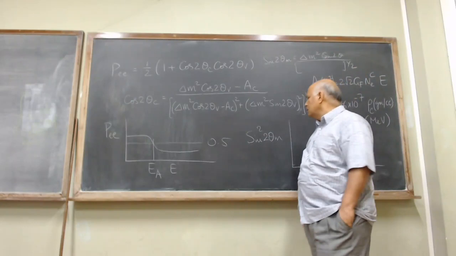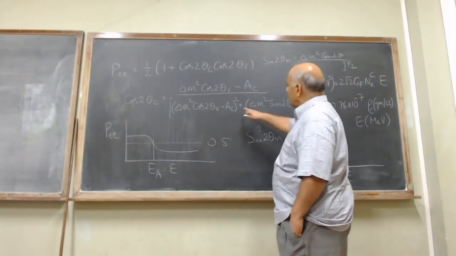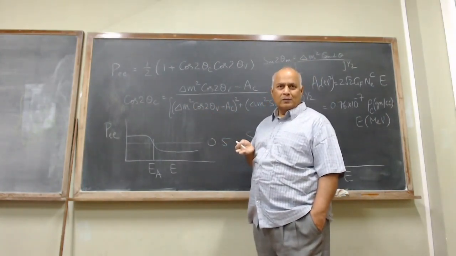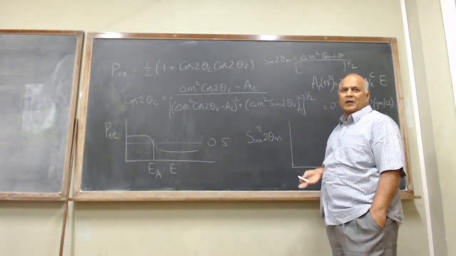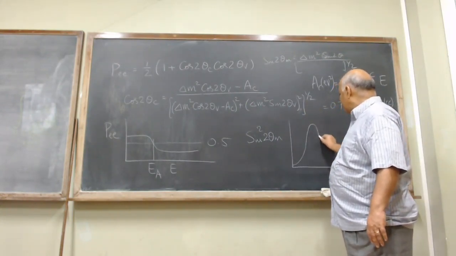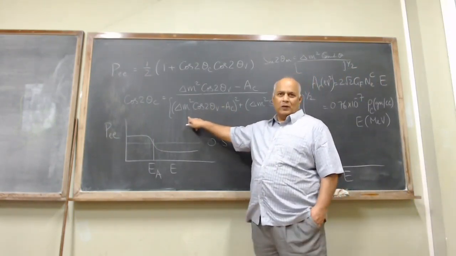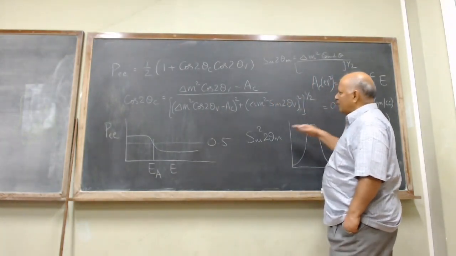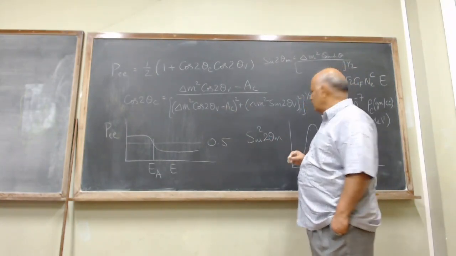And you find that as energy keeps increasing, this quantity keeps becoming smaller and smaller. So this thing keeps going up. The denominator is becoming smaller, and it takes maximum value 1 when these two are equal. And then for larger values, this becomes larger again and sin²2θ_m falls down.